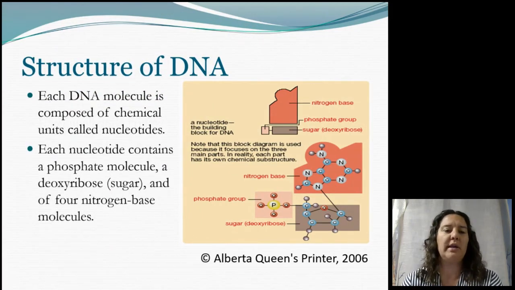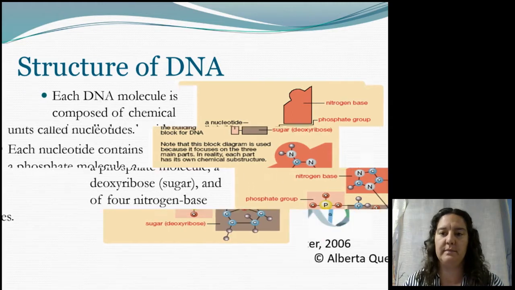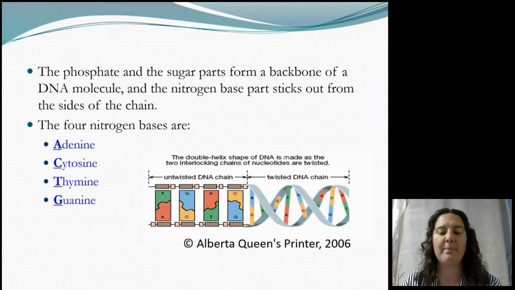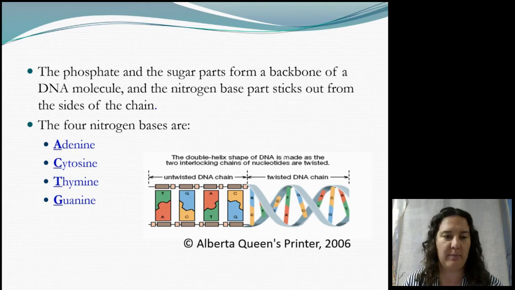So, every DNA molecule is composed of chemical units called nucleotides. It also contains a phosphate molecule, a deoxyribose molecule, which is a sugar, and one of four nitrogen bases. So the phosphate and the sugar parts of DNA form a backbone of the DNA. So they're like the sides of the ladder of the DNA molecule. And the nitrogen bases stick out from the sides of the chain and kind of form the rungs of a ladder. This ladder would then be twisted into a double helix shape.